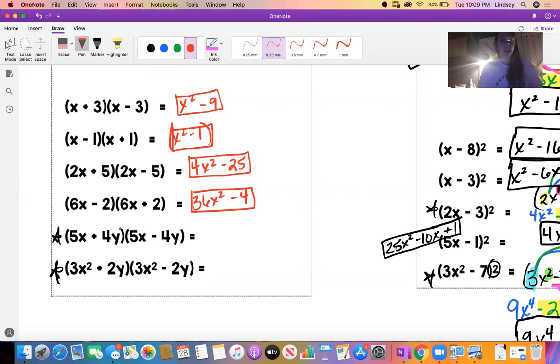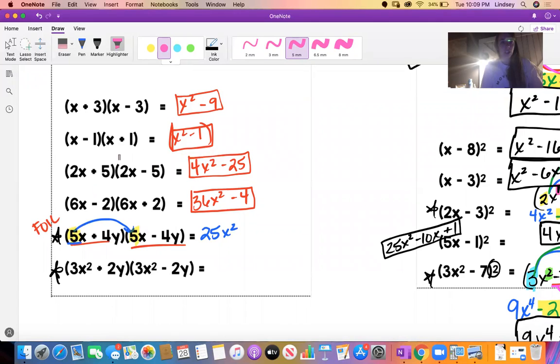Okay, all right, so I see I have 2 different polynomials. I have 2 terms, a binomial, okay? So I know that I need to do the FOIL method. Keeping up with the same colors that I've been using, for first, I have 5x times 5x. So that's going to be 25x squared, because we multiply coefficients and we add exponents.